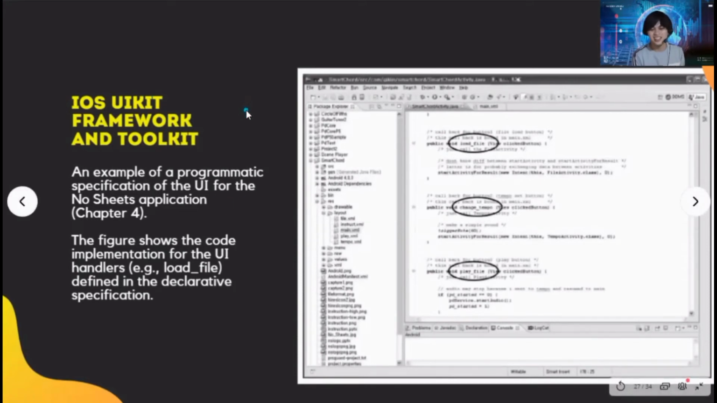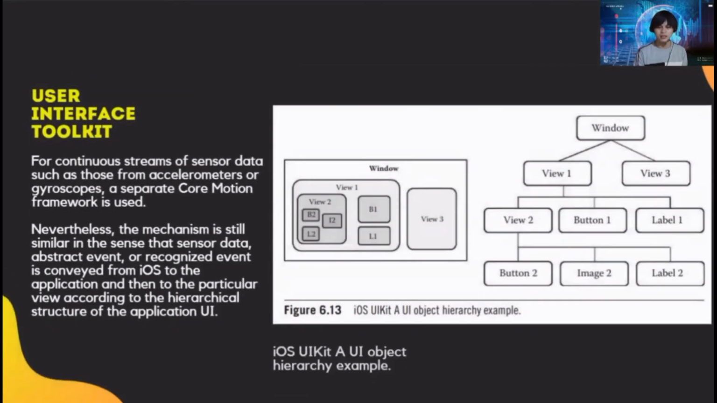Okay, so this is the example of a programmatic specification of the UI for the usage application. It shows the code for the implementation of the UI handlers. Again, it loads the file defined in the declarative specification. When you actually have this programming language, it is easier to understand.